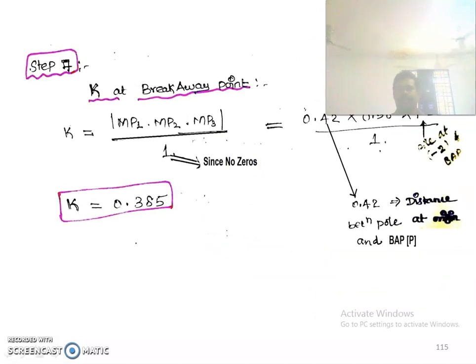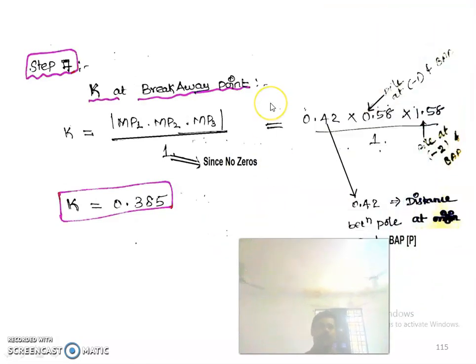So next we are going to calculate the value of k at the breakaway point. From the breakaway point we are drawing a line to all the poles, and we are calculating the lengths. Then we are multiplying the lengths of the poles, and since there is no zero in the denominator, we are putting 1. So we are getting k = 0.385.